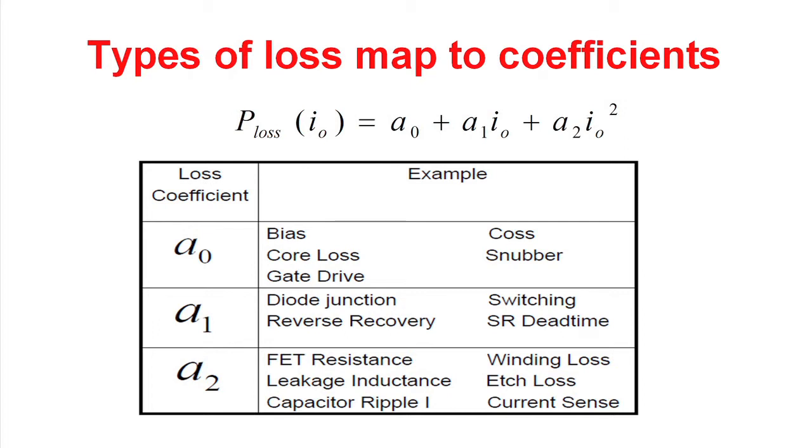And then there are a number of other pretty obvious conduction kind of losses: the capacitor ripple current, winding losses in a transformer, etch losses in your circuit board, current sense resistors, and then also the leakage inductance factors in this. The amount of energy that you store in the leakage inductance usually gets dissipated. And so that energy is 1/2 L i squared. So once again, we have an I squared term.